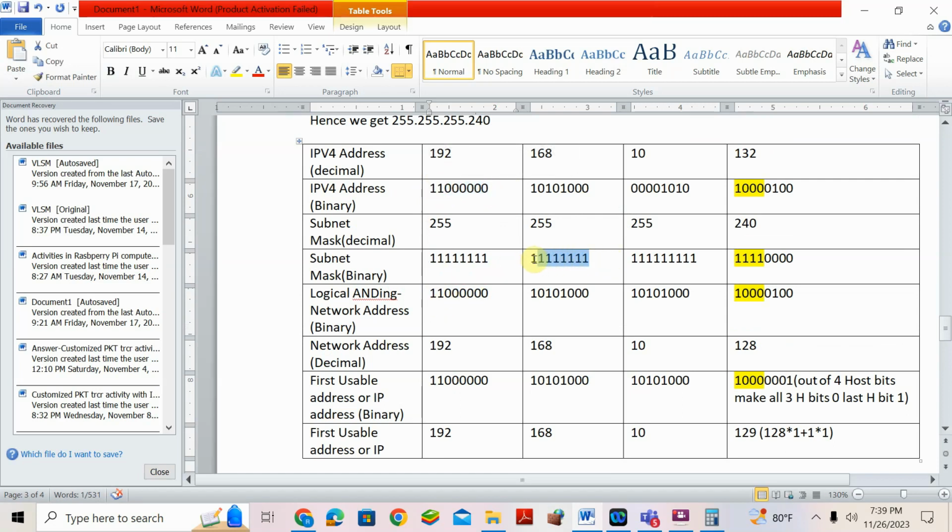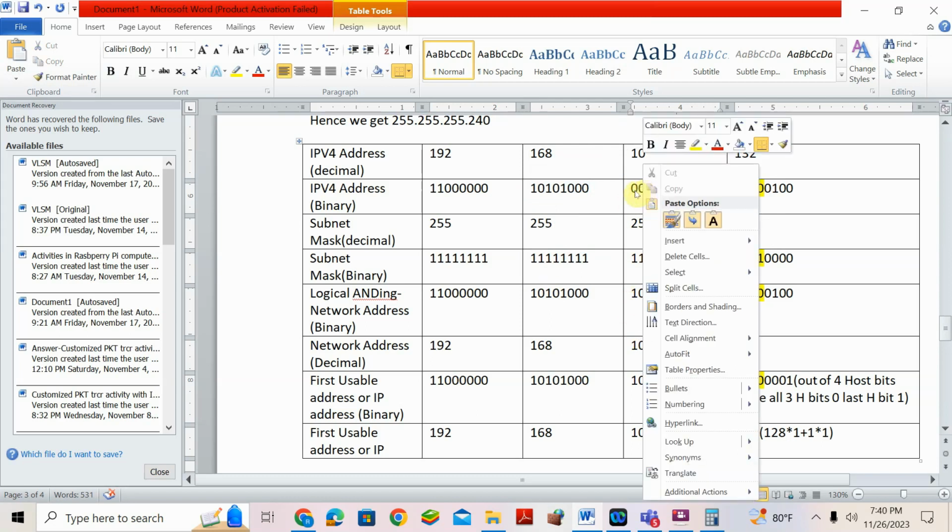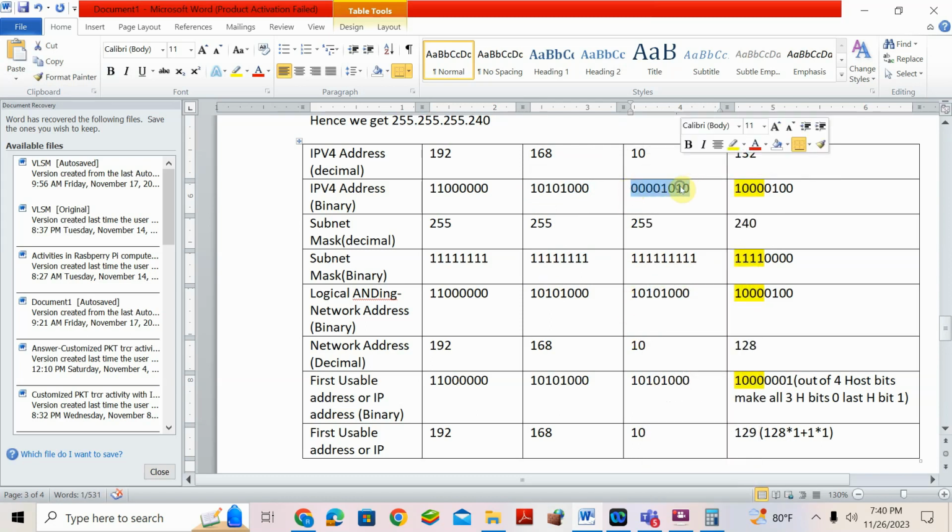Again, all eight ones, this is the 168. When you logical AND this one, you will get the same number. Again, all eight ones, you will logical AND this one, you will get this. Okay, this is 10, right? Maybe I made a mistake here. I will put this one is 10, right? So I will copy this one, I'll put here.